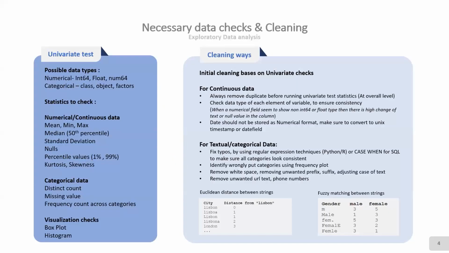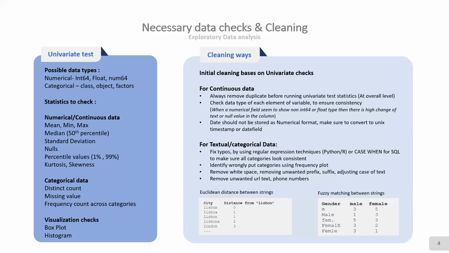Moving further, I wanted to touch base on the necessary data checks and the cleaning steps that you should do. This is where your exploratory data analysis starts. Let's say you have a huge chunk of data and you want to understand what approach to follow in deducing the right characteristics of the data. When we talk about necessary data checks, we should first classify them into a univariate test and a multivariate test. On this screen, you will currently see a univariate analysis.